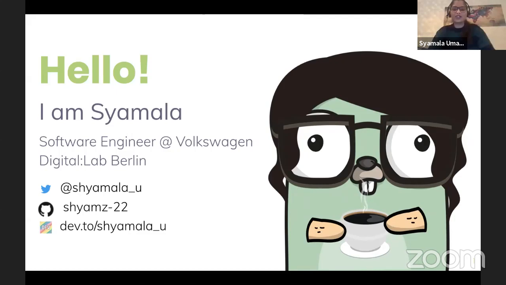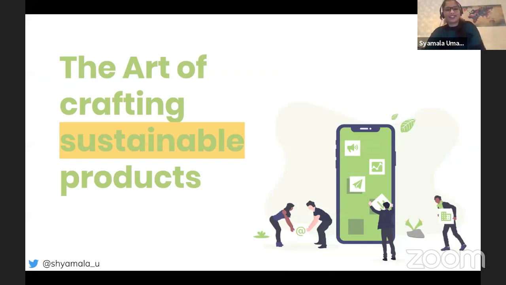A little bit about myself. I'm Shamala. I'm a software engineer working at Volkswagen Digital Lab Berlin for the past 4.5 years. So today I just want to talk about the art of crafting sustainable products. I think Johan already talked a lot about sustainability, so I would touch base upon sustainability from a different angle today. But before we jump into this, I just want to give a short introduction about Volkswagen Digital Lab.